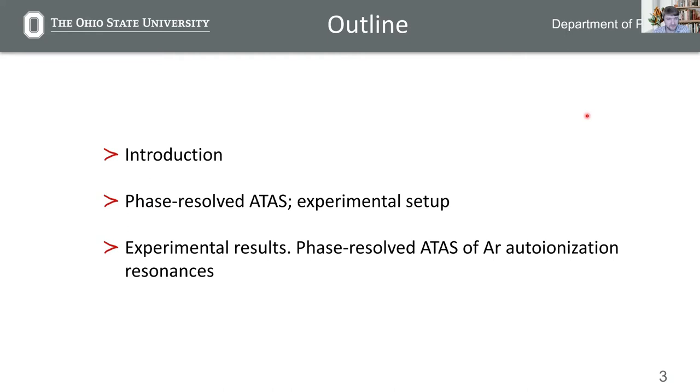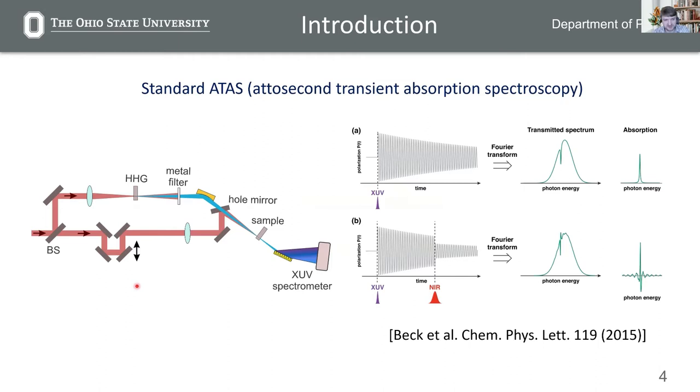Here you can see a scheme of a standard transient absorption experiment. In the beginning, we split a beam into two parts and use one part of this beam to drive high harmonics. We focus the XUV beam on a sample, and the residual of the infrared beam, we delay and also focus on the same sample, and at the end measure the XUV spectrum with a spectrometer. If there is only one XUV beam, it excites the medium and induces polarization, which then decays with time. In the Fourier domain, we get an absorption spectrum.